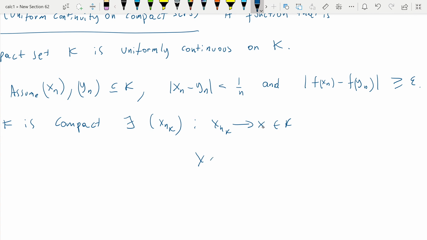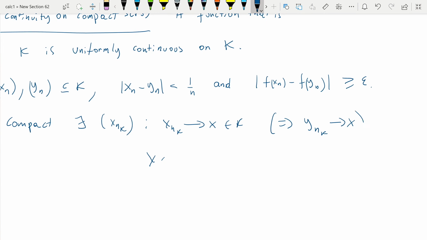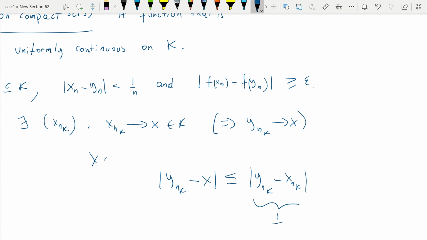In fact, when you look at, say, the distance between y sub nk and x, you can use the triangle inequality and use the fact that y sub nk minus x sub nk is smaller than 1 over nk. So it is smaller than 1 over nk plus the distance between x of nk and x.